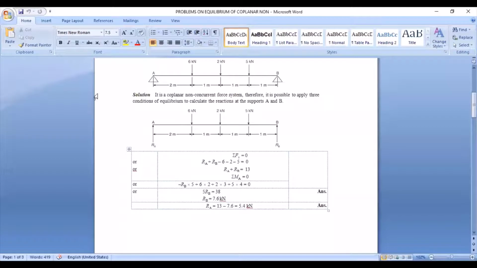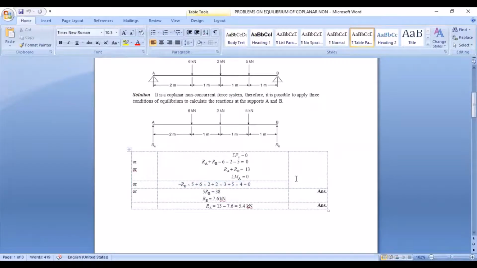Now, if I take moment at point A, the next question I ask myself is, in total, how many forces are there? 1, 2, 3, 4, 5 forces. Amongst 5 forces, how many forces pass through the moment center? It is only one force, that is reaction at A. So how many forces are left out? 4 forces are left out, so I'm going to have 4 components in my moment equation.